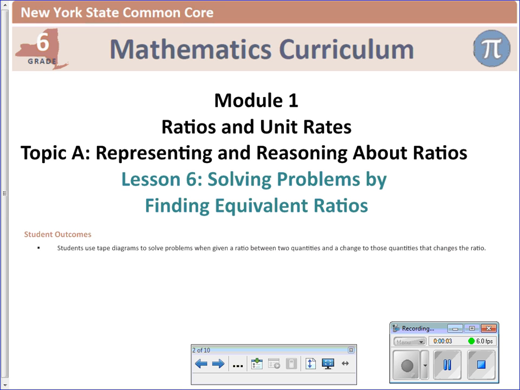Module 1. Today we're looking at Lesson 6, Solving Problems by Finding Equivalent Ratios. So the good news is, nothing new. We're going to continue to use ratios and equivalent ratios to solve problems. Now everybody has to promise me that you're not going to be intimidated by words, because it's just words, okay?